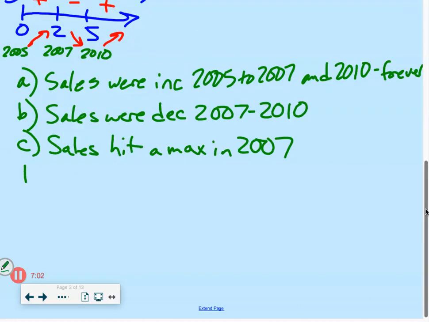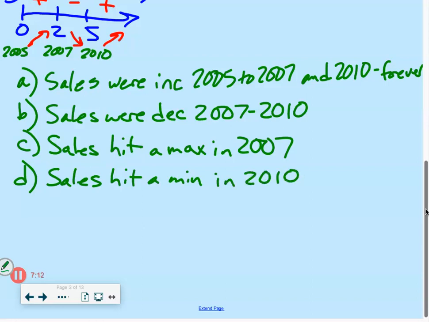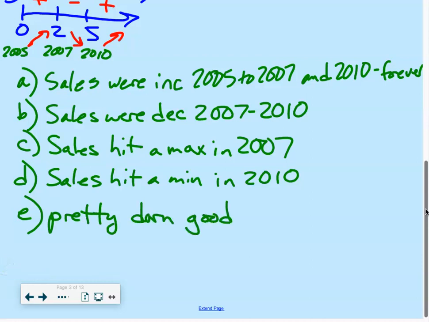And when did your sales hit a low point? Sales hit a min in 2010. Okay. How does your outlook for the future look based on your sign line? Pretty darn good. A-okay. Sales will go up. It will be A-okay with a happy face.